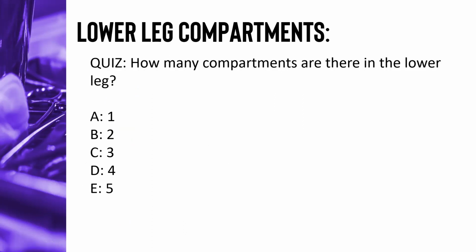Now, I want a quick quiz for you guys, just to check you're awake and still with me. Now, when we're talking about the lower leg, how many compartments do we actually have in the lower leg? Does anyone want to have a guess here? Is it 1, 2, 3, 4, or 5? 4 if you consider anterior and posterior as 2 separate compartments. Absolutely. So you're absolutely right. It is 4. And I've got a picture of the compartments here.